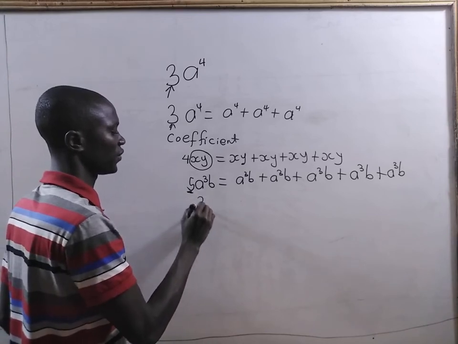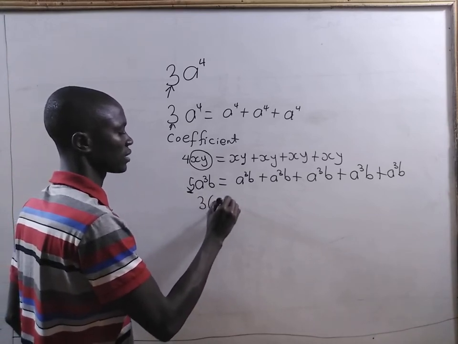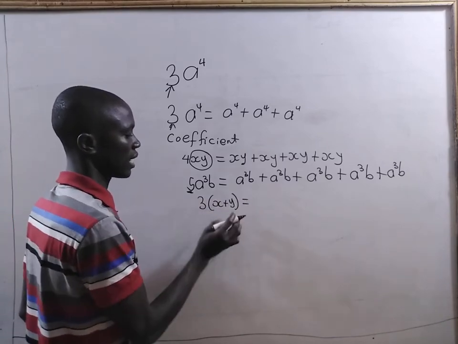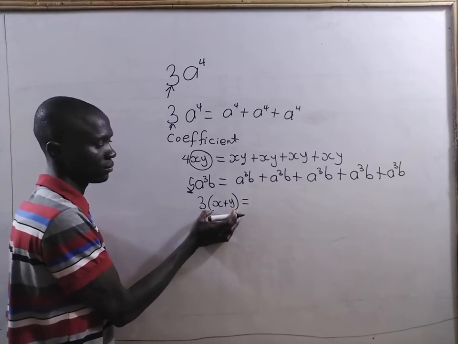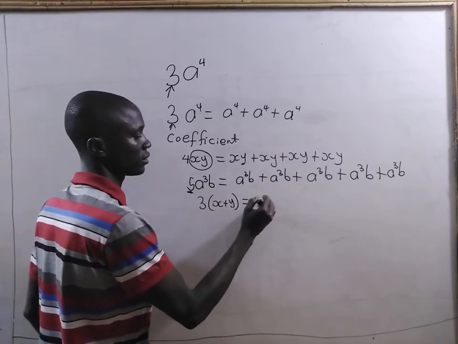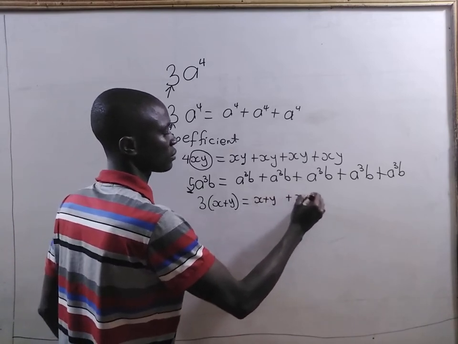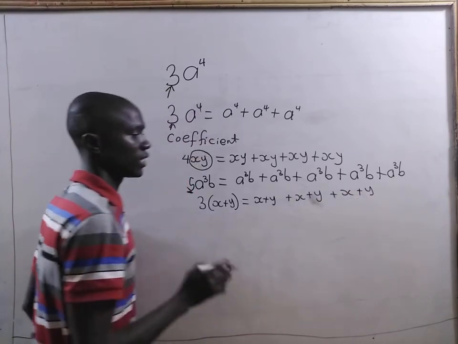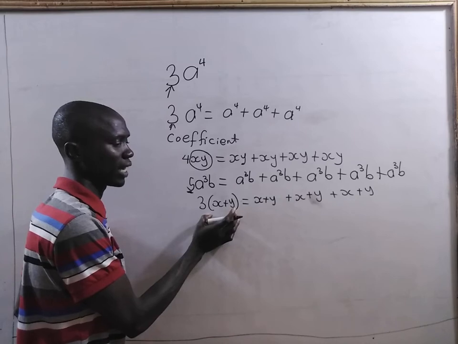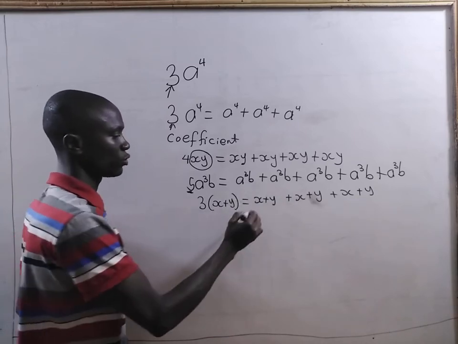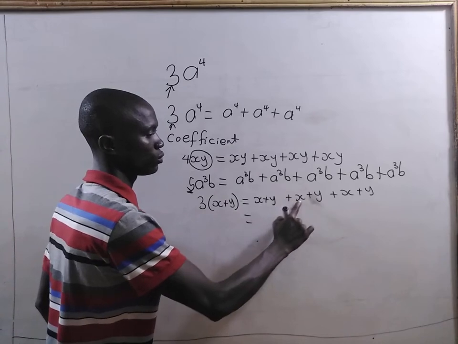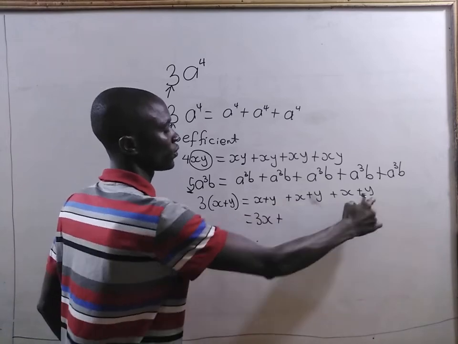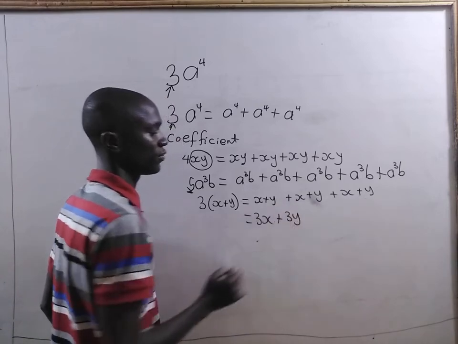Now, let's check this for instance. If I have 3 into bracket x plus y, this simply tells us that I have this term x plus y plus another x plus y plus another x plus y. This means that I have x plus y added to itself 3 times. So you see that it will be 1, 2, 3, x added to itself 3 times, plus 1, 2, 3, y added to itself 3 times.